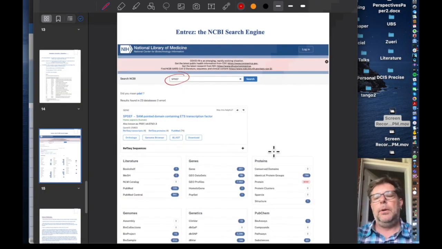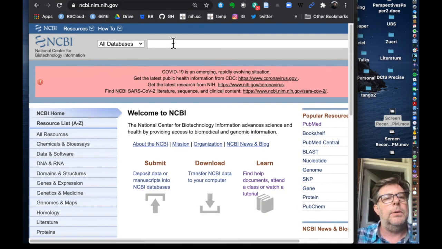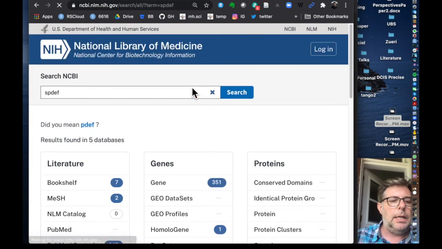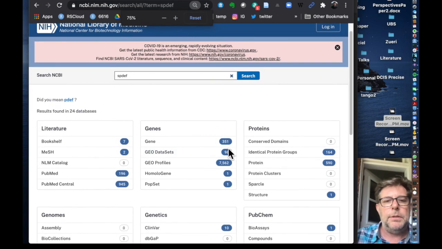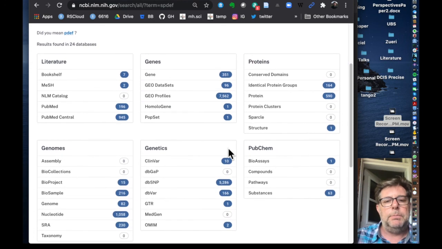Okay, so an important part of the NCBI is the search engine called Entrez. It's like Google for the NCBI. And I can search on SPDEF, but let me come over here, and if I go to the NCBI and type in SPDEF here, I will get back a very informative page, because it searches across all of its databases in the NCBI, and this is kind of a good way to get to know the NCBI actually.